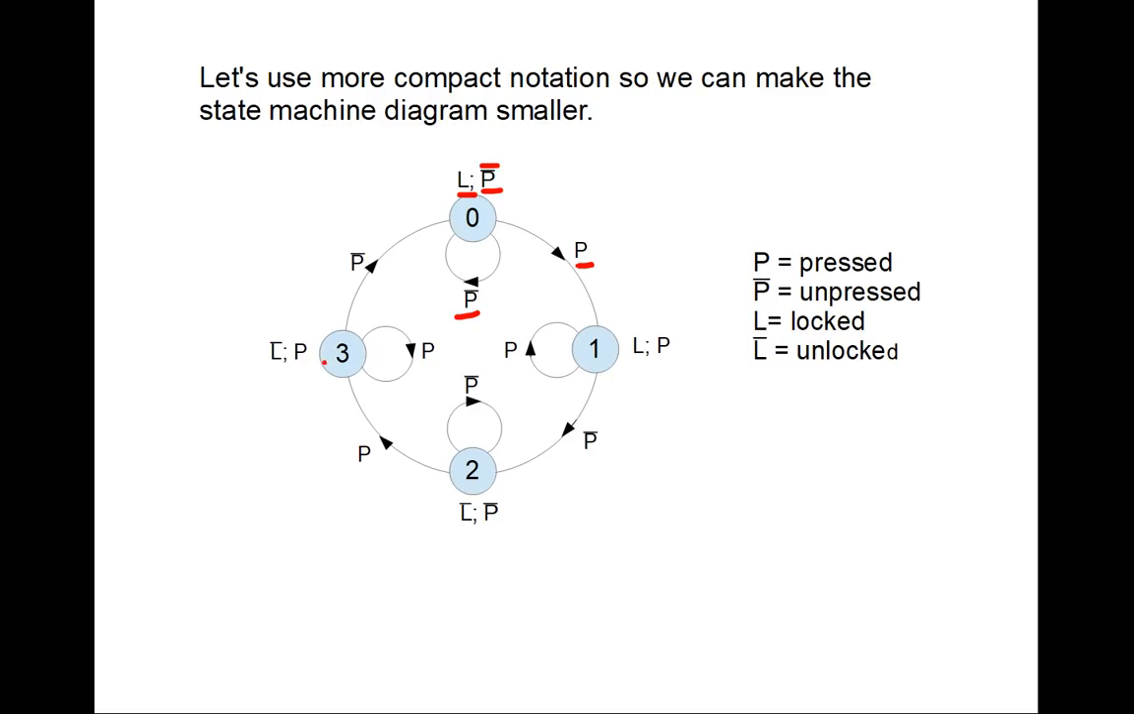Inspect this, and make sure that this is the same state machine that we described in the earlier diagram. So we're just using L and P as variables.